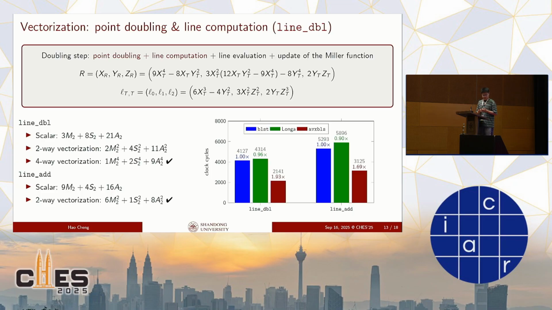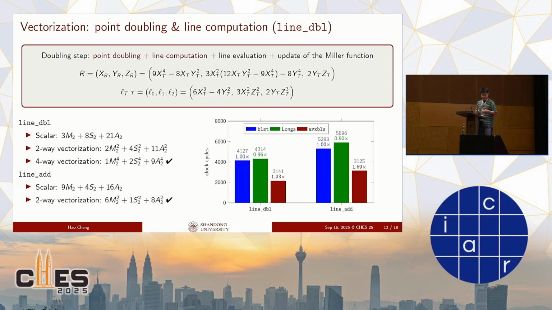Now what is left are the elliptic curve arithmetic operations. Here we use the doubling step as an example, so it includes 4 different steps, as we said before. In the baseline implementation, the first 2 steps, the point doubling and line computation, are developed as a dedicated function named line_DBL. And the computation is basically these 2 equations.